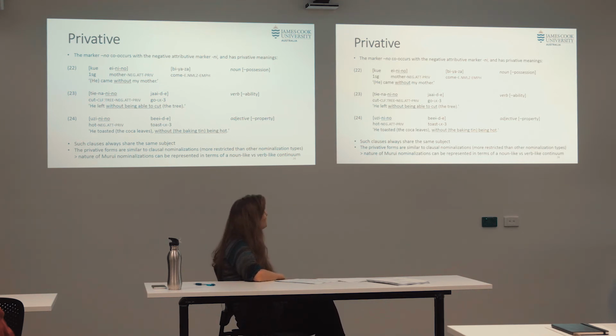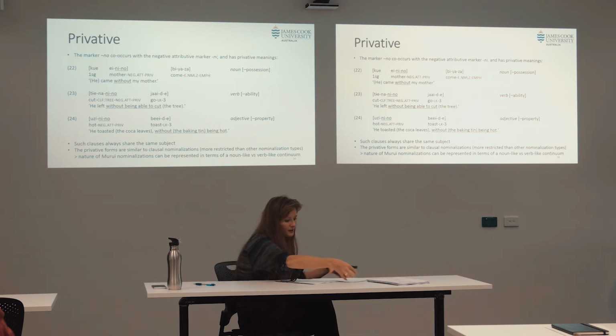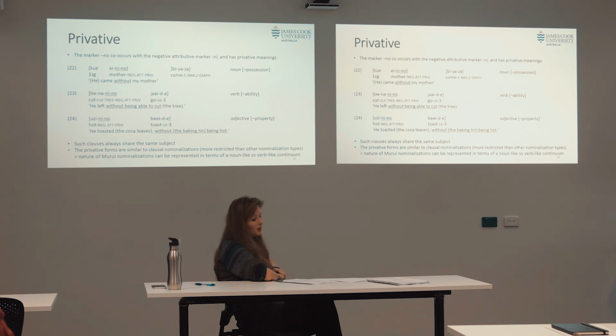Let us now move to privative markers, which is also a very interesting topic when it comes to negation in Murui. Murui has a privative marker no, which means without. The privative no occurs only on the negative attributive marker ni. This is the only attributive marker it can co-occur with, and it never occurs with the positive attributive re. In the examples here we see that depending on the head of the predicate, the semantics will change, as we saw with other attributive markers on the previous slides.